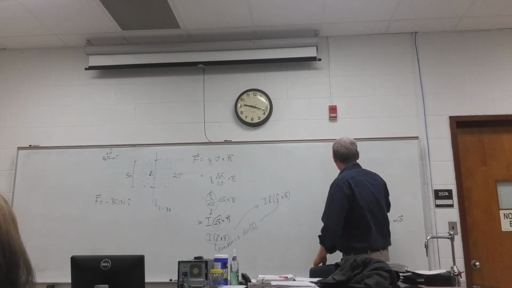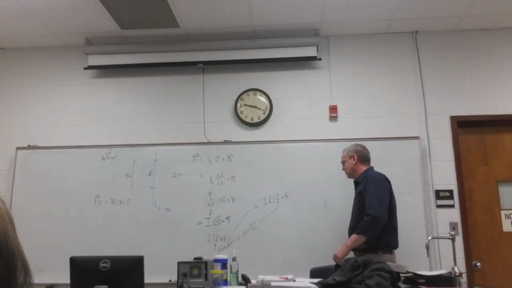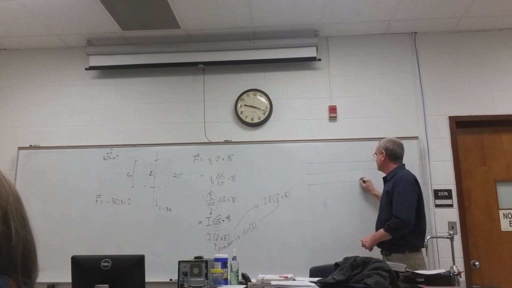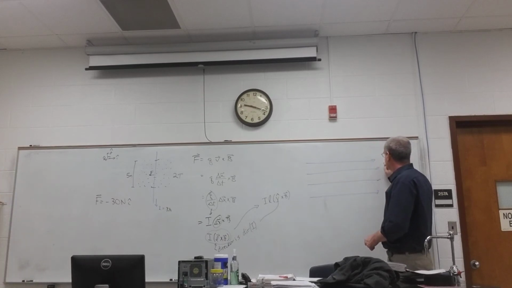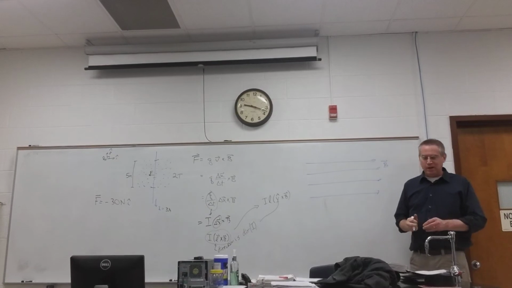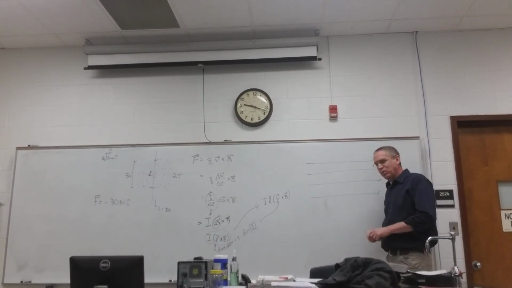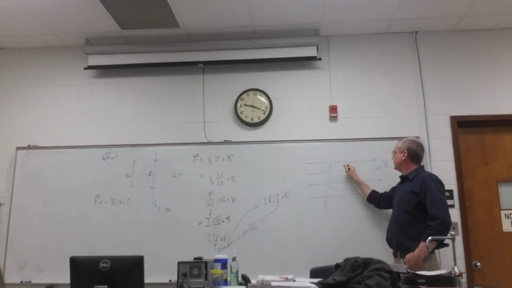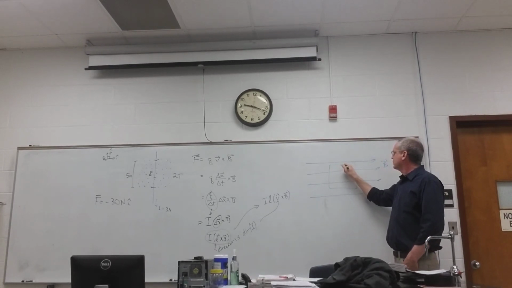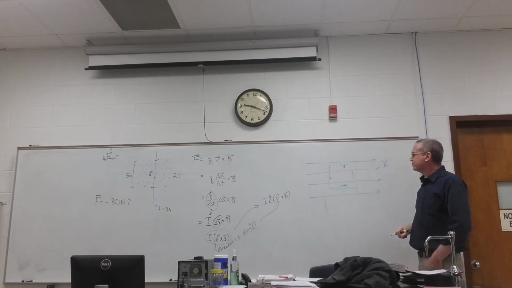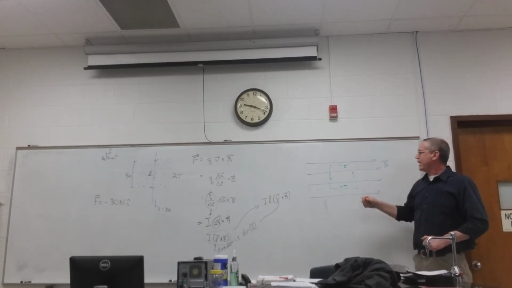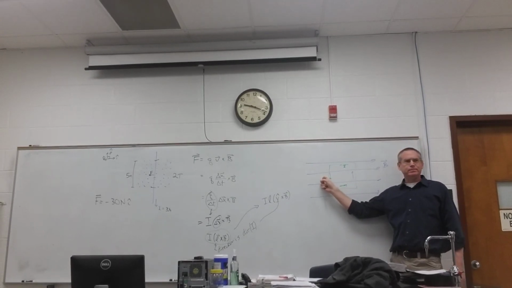So now I have a magnetic field shooting across like this. And into this magnetic field, they put a wire. Let's have the current flowing this way. What is the direction of the force acting on this left part of the wire?